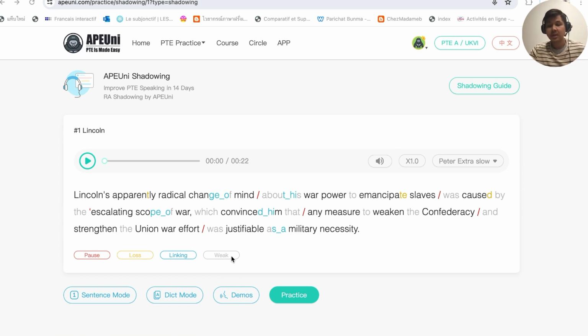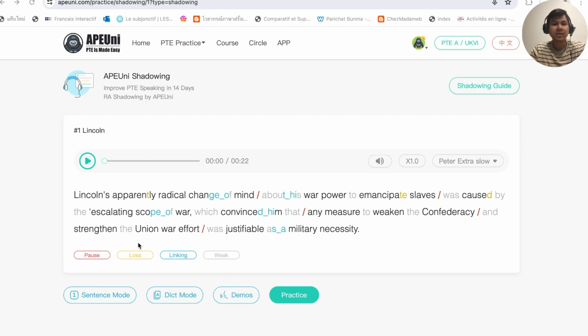In English, some words don't carry a lot of importance in the sentence. These words shouldn't be stressed in an English sentence. For example, the articles, prepositions, and conjunctions, like and, so, but, etc. You can see here the words that we don't have to stress, or we have to say in a weak form. For example, about, to, was, by, which, that, was.